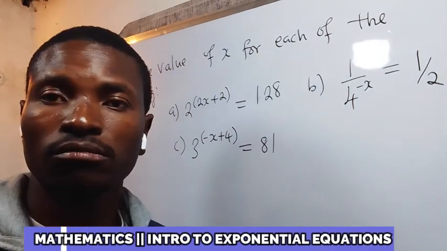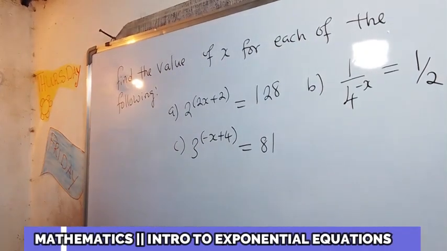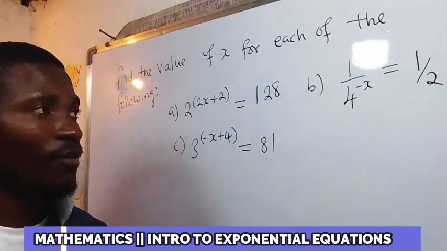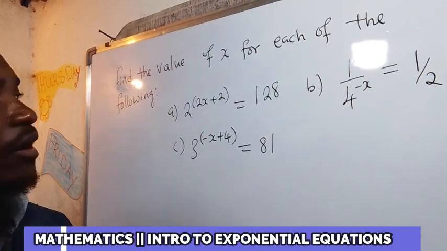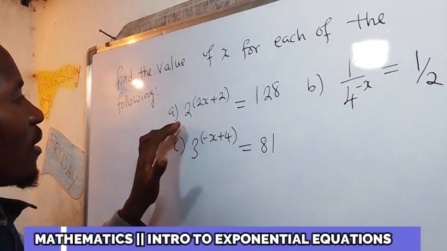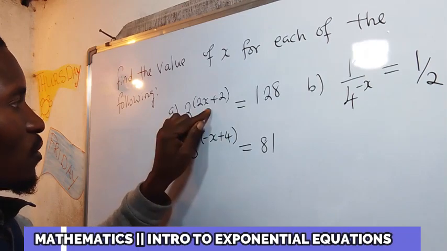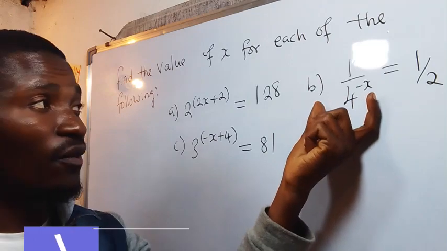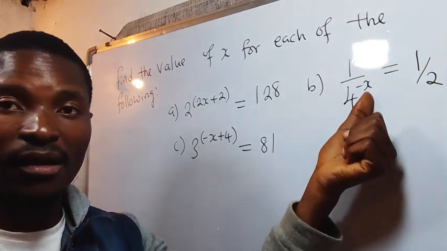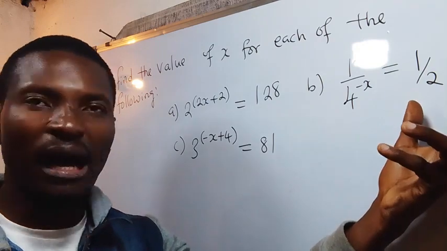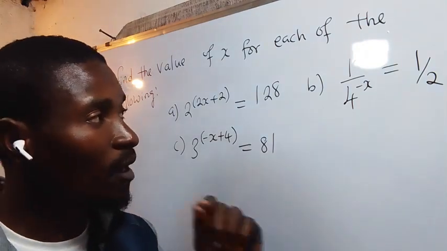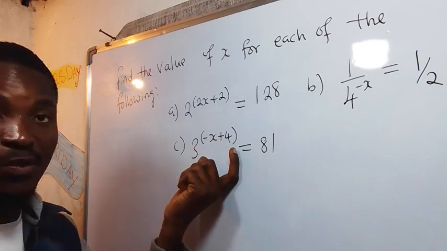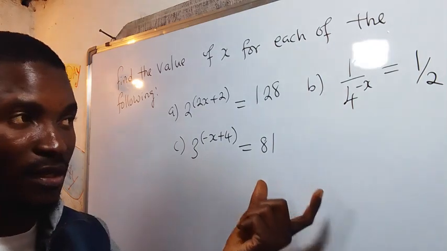So now, the question is saying: find the value of x for each of the following. When you think about how you can go about solving this one, like 2 to the power, open bracket, 2x plus 2, close bracket, equals 128, and the second question, 1 over 4 to the power negative x equals a half. How can you go about solving this kind of equation? The last one is 3 to the power, open bracket, negative x plus 4, close bracket, equals 81.